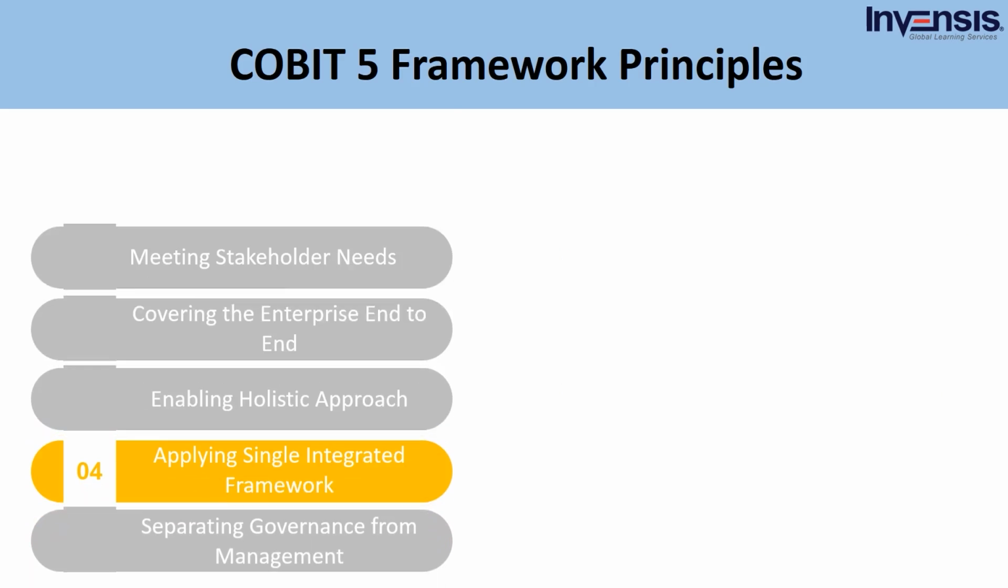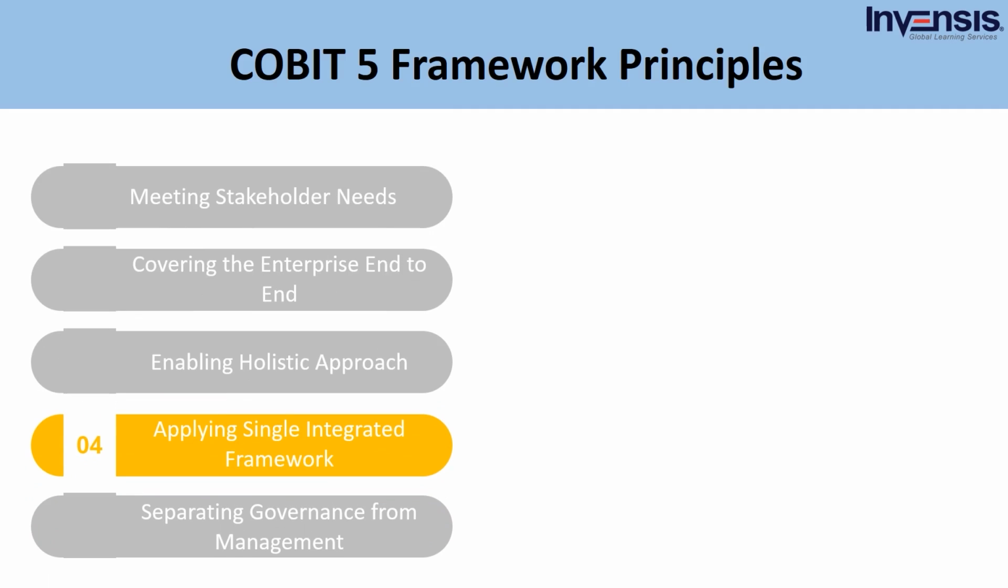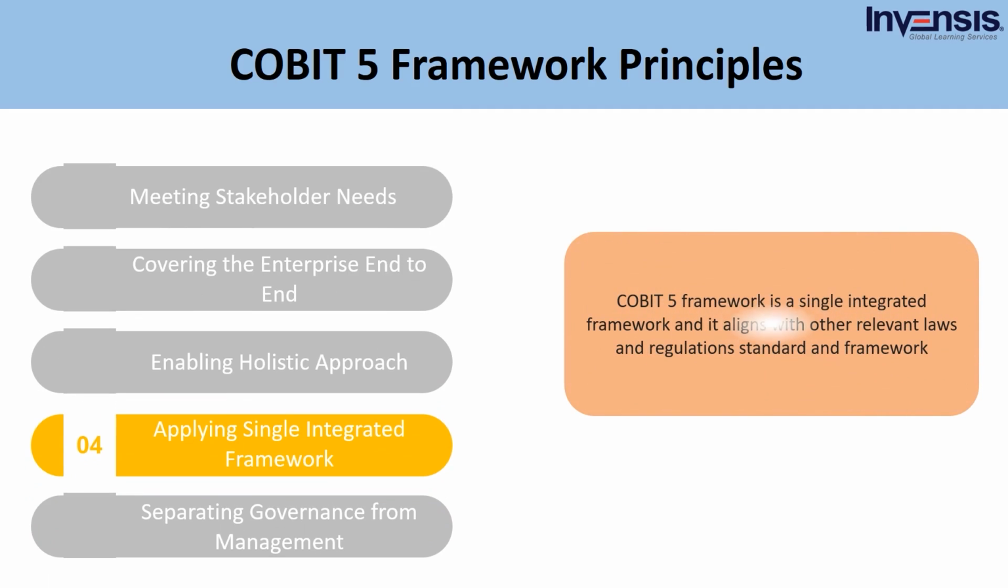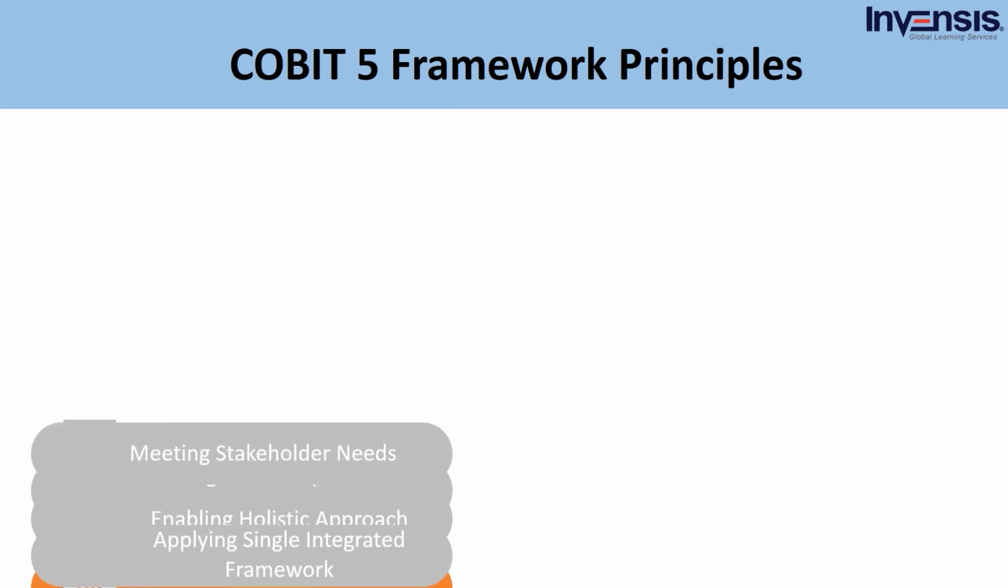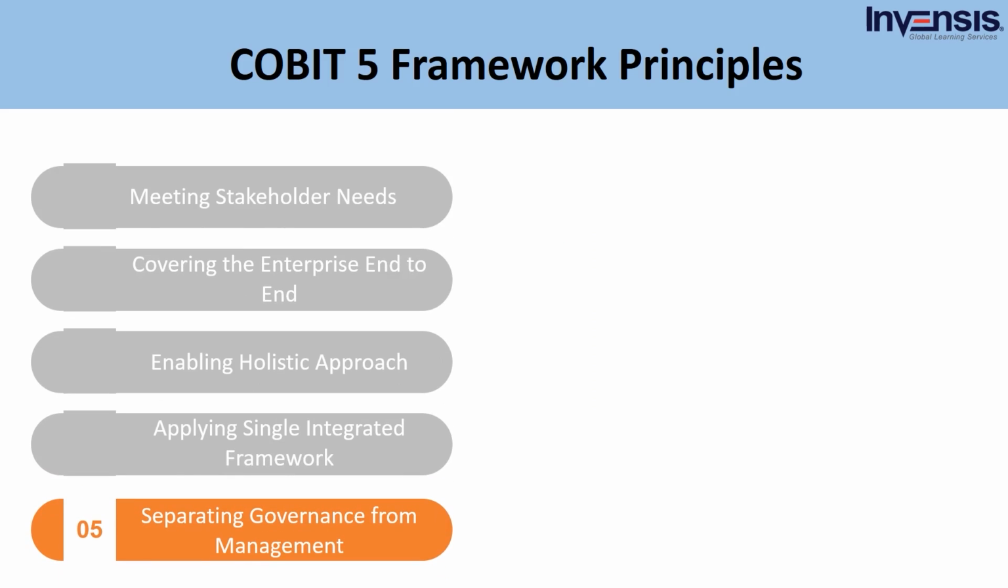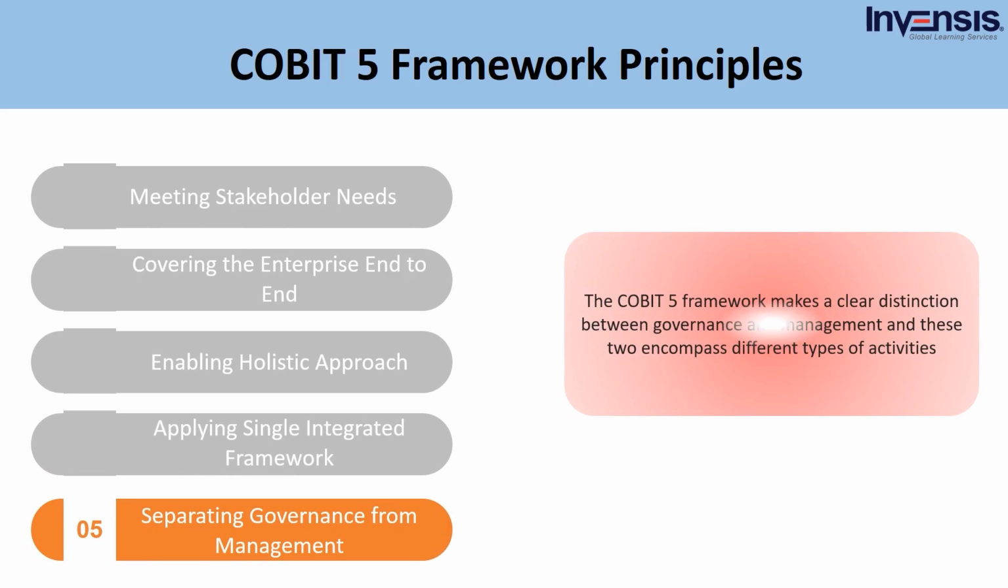The fourth COBIT 5 framework principle is applying single integrated framework. COBIT 5 framework is a single integrated framework and it aligns with other relevant laws and regulations, standards and frameworks. The fifth COBIT 5 framework principle is separating governance from management. The COBIT 5 framework makes a clear distinction between governance and management, and these two encompass different types of activities.